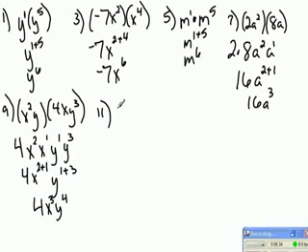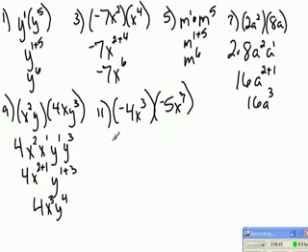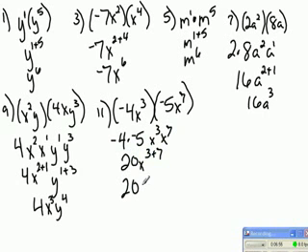Number 11, we have negative 4x to the 3rd times negative 5x to the 7th. Again, I want to rewrite it, so negative 4 times negative 5, x to the 3rd, x to the 7th. So negative 4 times negative 5 gives me 20, and 3 plus 7 for the x. So 20x to the 10th. Alright, I'm going to erase so that I can get the next two problems in.